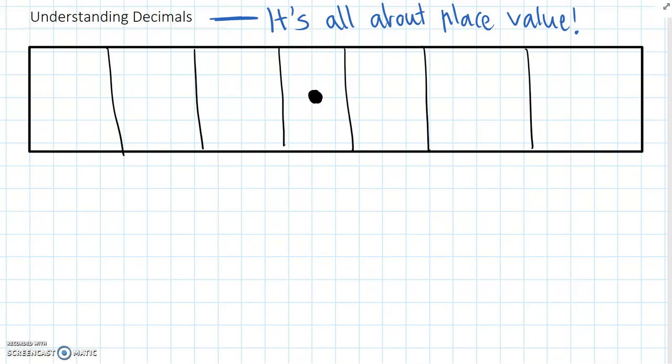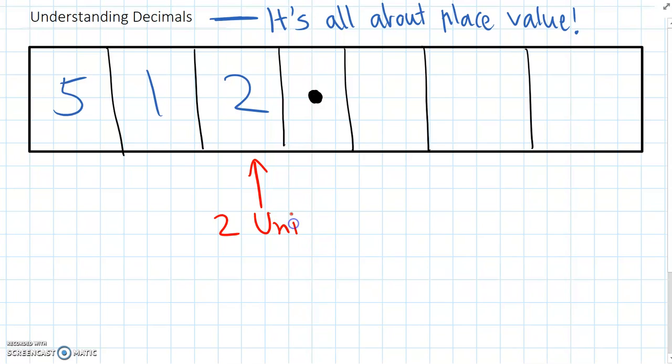So for the number 512, we can look at the place values. So we know that we have, in the units, 2 units. In the tens place value, we have 1 ten. And the next place value along is the hundreds, and we have 5 hundreds.